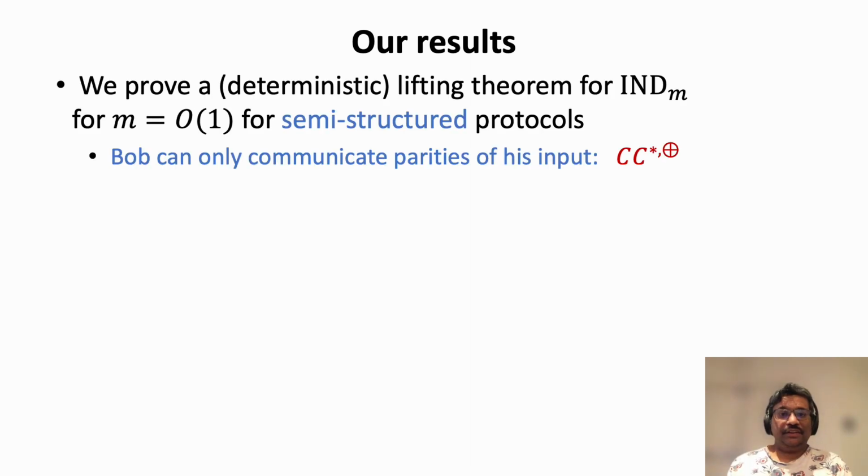Going beyond, we also prove a deterministic lifting theorem for the index gadget with constant size, despite proving that the current techniques cannot improve it even to sub-logarithmic. But we achieved this by proving lifting theorems for a weaker class of protocols known as semi-structured protocols. So what are semi-structured protocols? These are protocols where Bob can only communicate parities of his input. Okay.